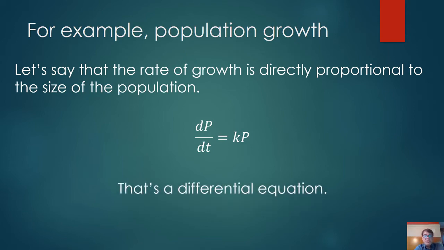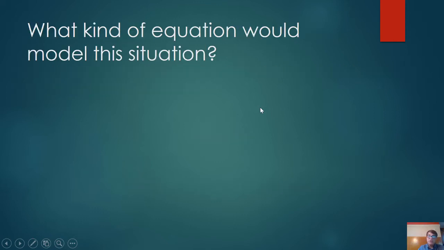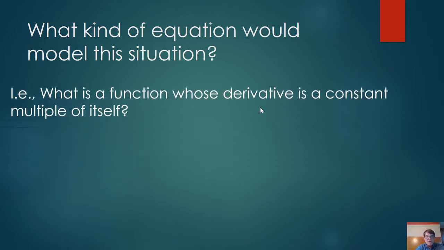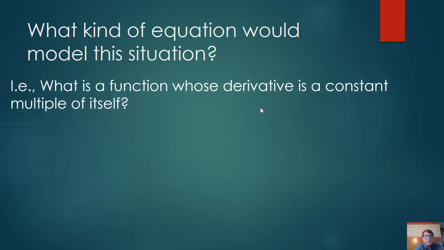So this is a differential equation. Why is it a differential equation? It's a differential equation because we have a function and we have a derivative of a function. Okay, so that's all fine and good, but what kind of specific equation might model this situation? So we're looking for a function whose derivative is a constant times itself.